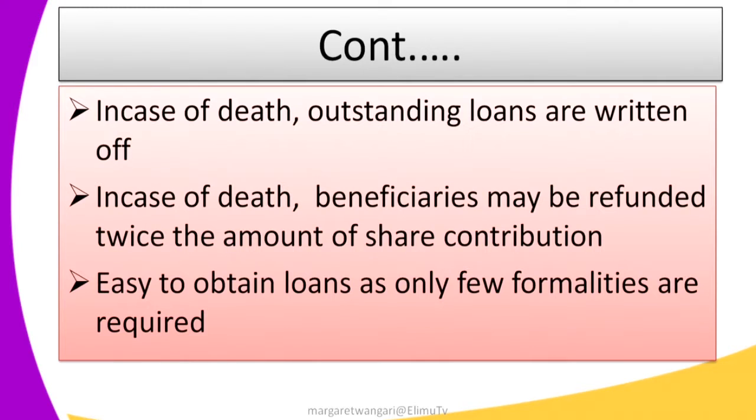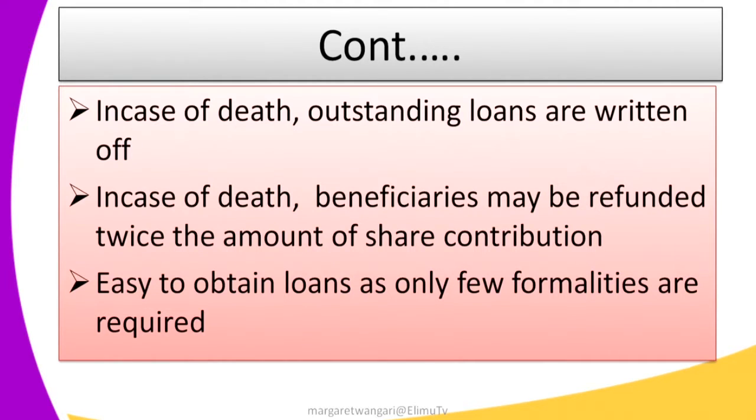The other advantage is that in case of death, the beneficiaries may be refunded twice the amount of share contribution. This means that in case a member dies, the amount that person had contributed is refunded to the beneficiaries. Maybe it was a member who had children. Those children get what their parent had saved with the SACCO, not just the exact amount, but twice that amount. So that is an advantage. The beneficiaries benefit out of that.